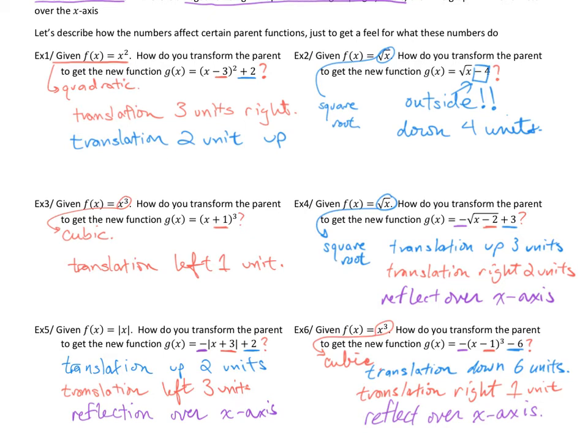So maybe this will make more sense that this -4 was outside of the square root, just like this +3 is outside of the square root. So that acts normally, it's a vertical movement, translation up 3 units. This -2 is inside of the square root with x. So instead of it being left, remember negative means right 2 units. And then the negative in front means a reflection over the x-axis. And then there's something very similar down here for the last example.